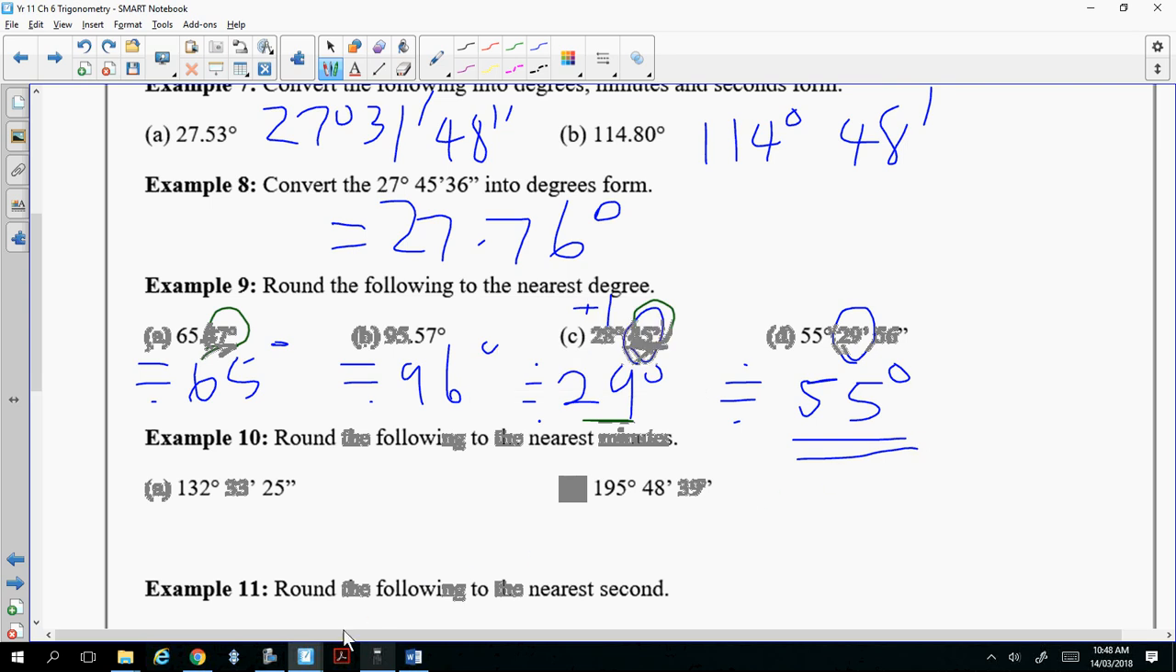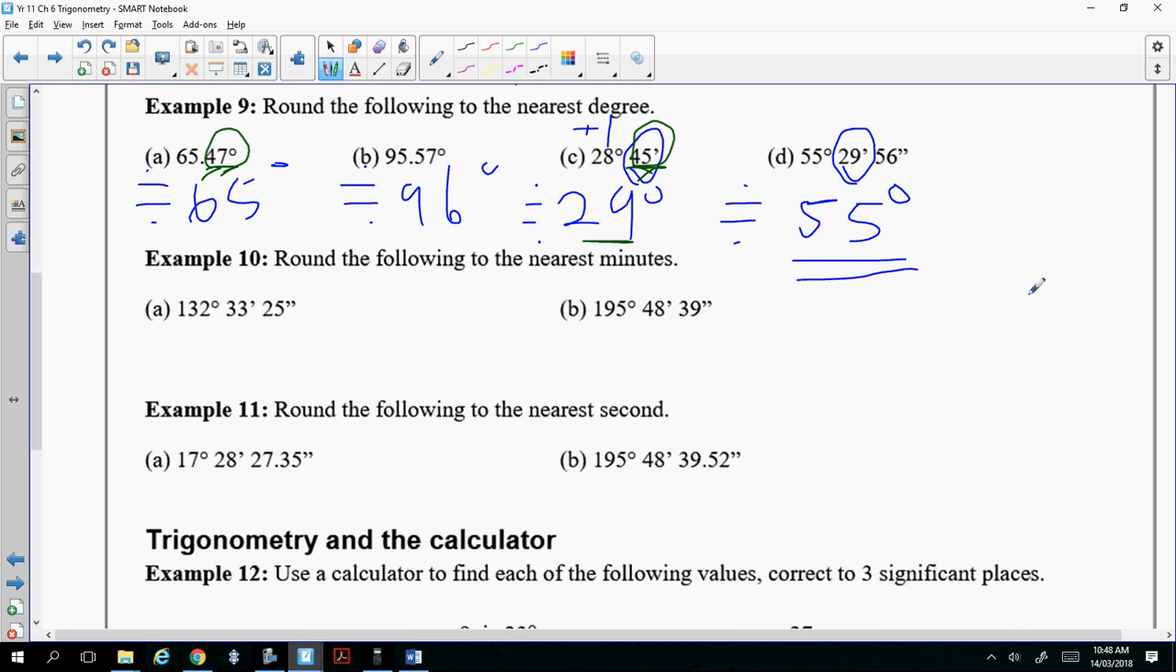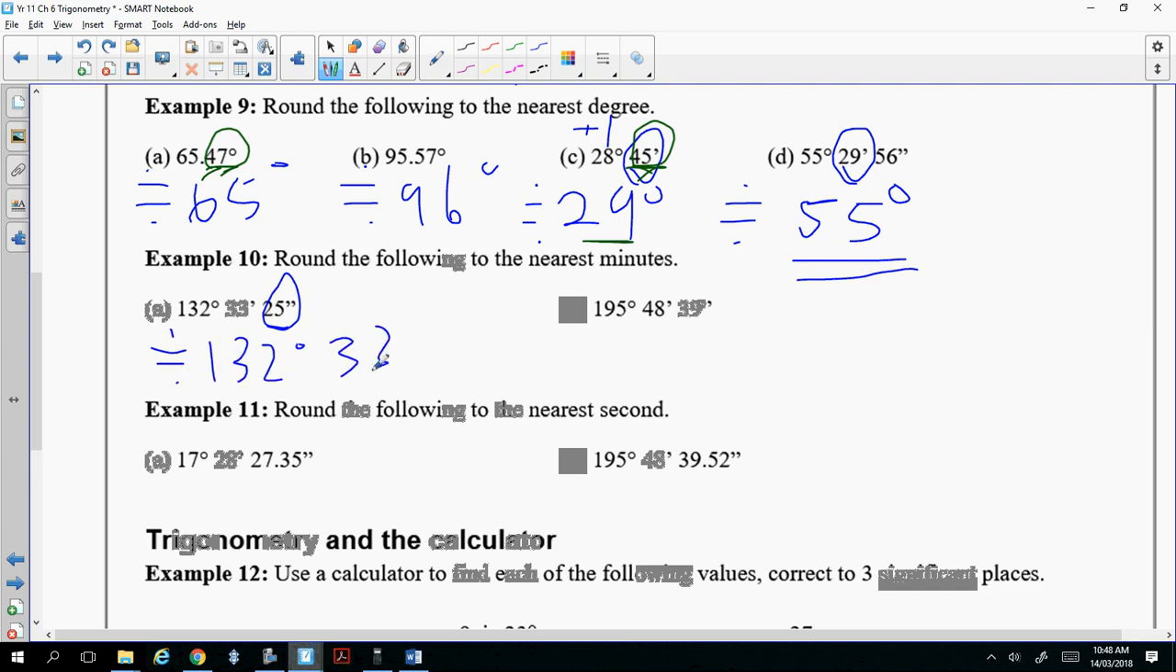Next, we're going to round to the nearest minute, then to the nearest second. Starting with the nearest minute, look at the seconds. If it's less than 30, do not add anything. So you get 132 degrees, 33 minutes. If it's more than 30 seconds, you round up to 195 degrees and 49 minutes. Yep. All right, good.